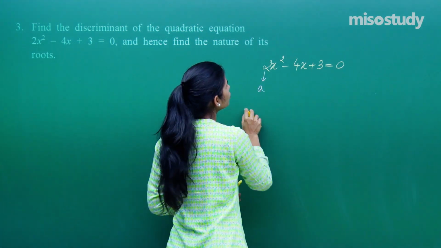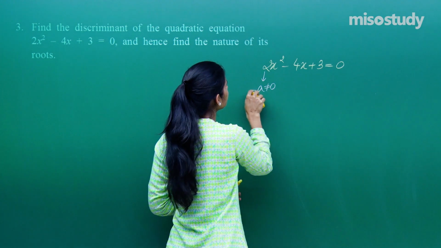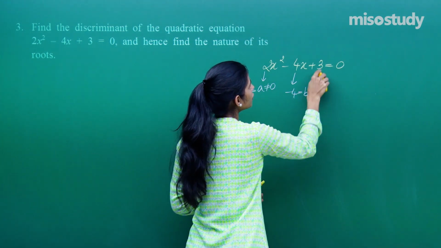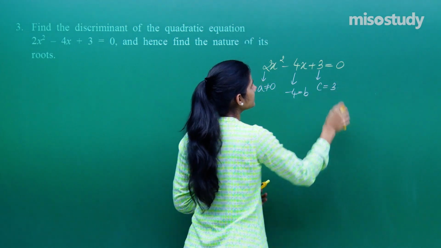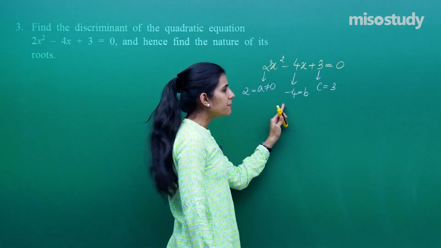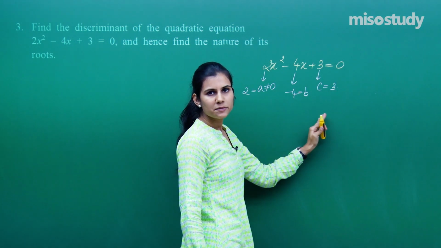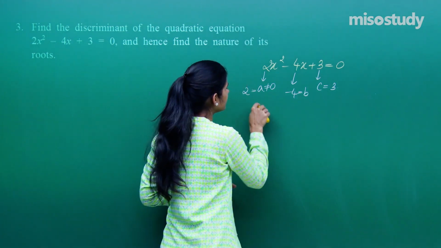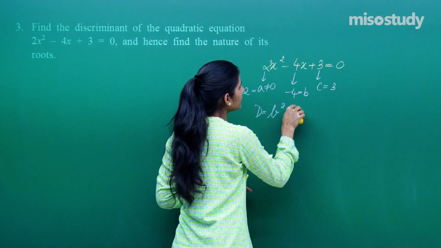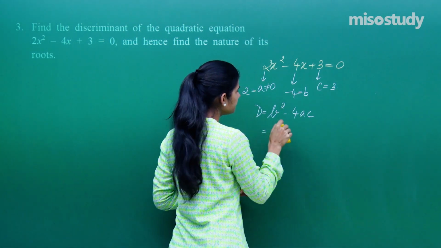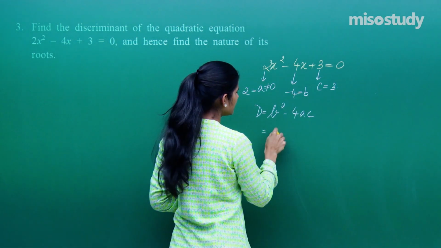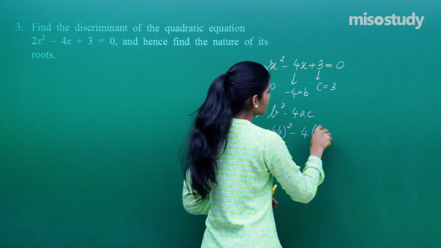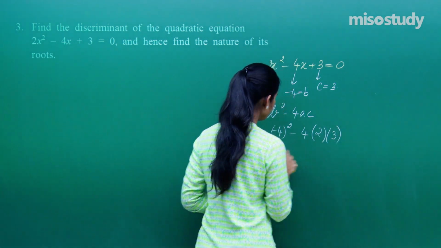You have a is 2, which is obviously not equal to 0. You have minus 4 as b, that is the coefficient of x, and you have c as 3. It is resembling a quadratic equation ax square plus bx plus c, where a is not equal to 0. Find out the discriminant. Discriminant is b square minus 4ac. b square is what? Minus 4 whole square. Minus 4 into a is 2 and c is 3.